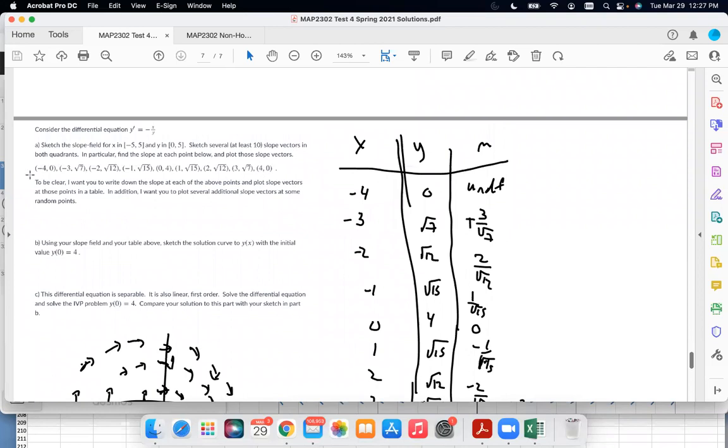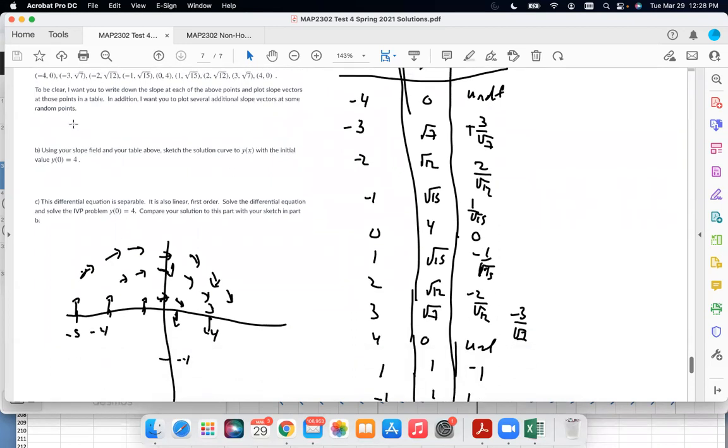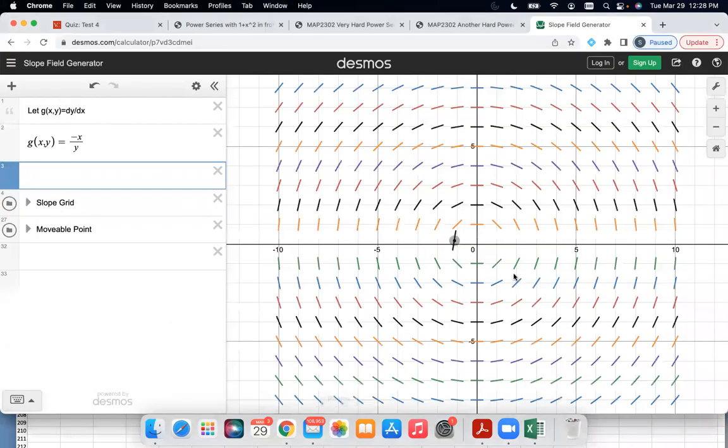So I found a bunch of points that live on there, and I wanted you to calculate the slope, literally negative x over y. Plot all of those points with a slope, a little unit vector going in this particular direction at each of those points. Like at the point 0, 4, we get an undefined slope. That means our vector at 0, 4 is going to be straight up and down. In this case, it'll be pointing down.